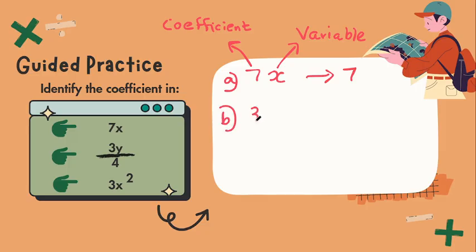What about this, 3y divided by 4? Yep, the number in front of the variable, here the variable is y, then the number in front of the variable is 3 out of 4, 3/4, right? So 3/4. What about this, 3x squared? What's the variable here? x squared, right? Not x. So then what will be the coefficient? Excellent, that's going to be 3.